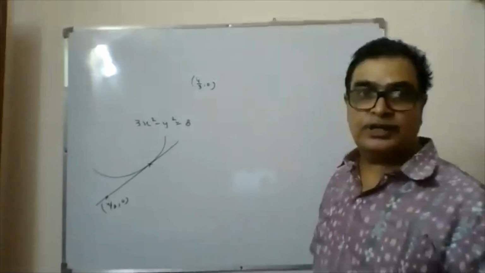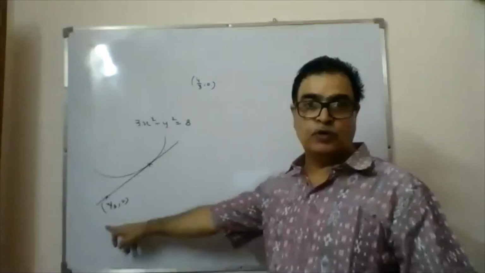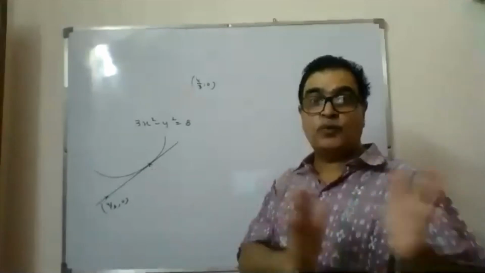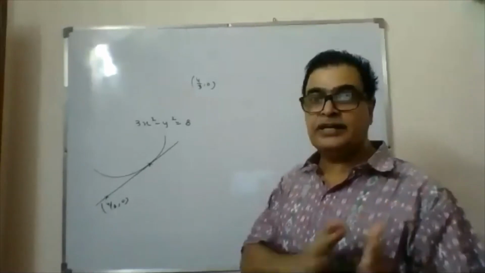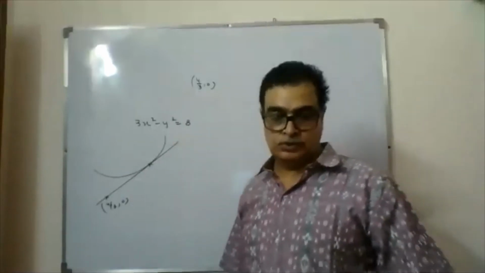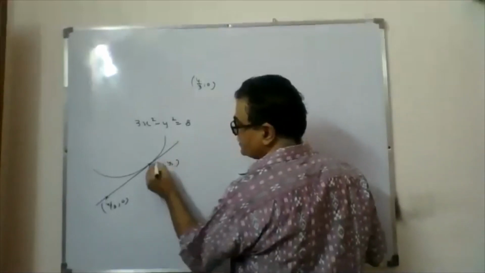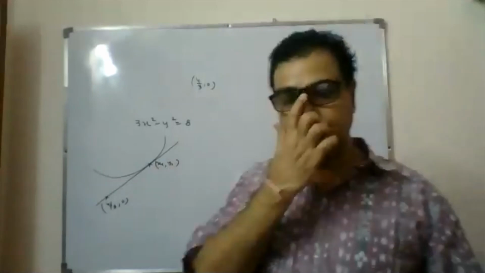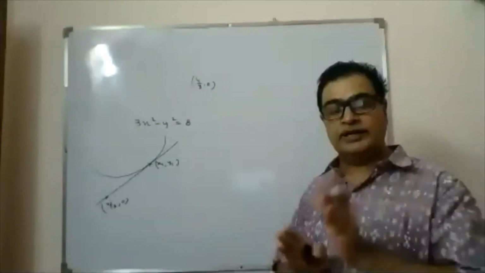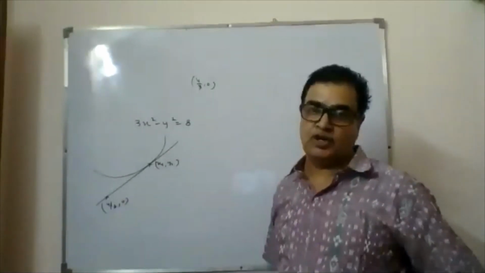The question says find the equation of tangent to this curve which passes through this point 4/3, 0. Not the contact point. They are not saying at 4/3, 0. They are saying it is going to pass through this point. So now we will take the contact point as x1, y1, and this tangent is going to pass through 4/3, 0.